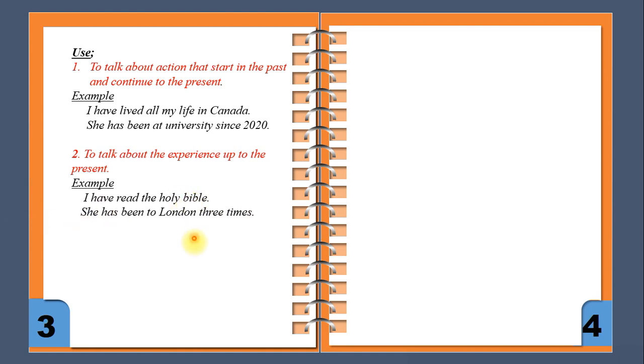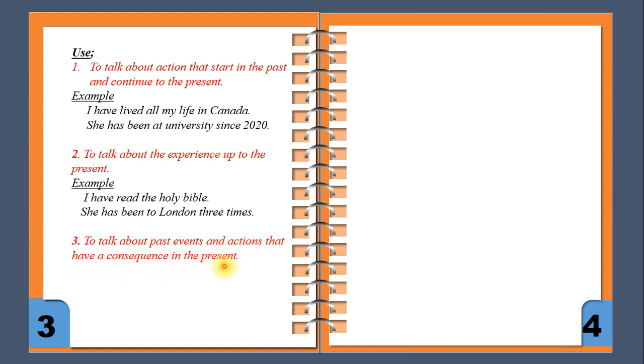She has been in London three times. ያ ማለት London ለሶስተኛ ጊዜ እንደሄደች ወይም እንደነበረች የሚገልጽ ነው. So she has an experience of London, የሚሄድ ምን አላት ልምዱ አላት, experience አላት ማለት ነው. ስንት ጊዜ? ሶስት ጊዜ ሄዳለች. So she has an experience.